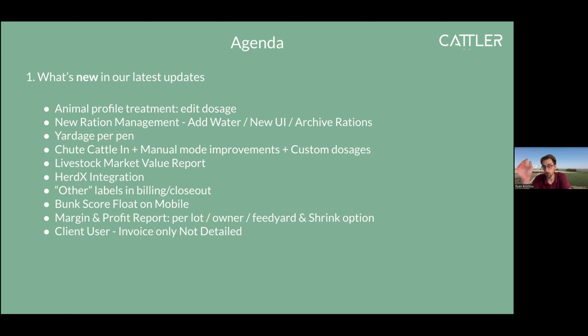Another big request was the other labels in the billing and closeouts. What that means is, on the lots you can always add expenses as other, and they weren't showing up on the closeouts. Now they do appear. So I'll show what it looks like now.